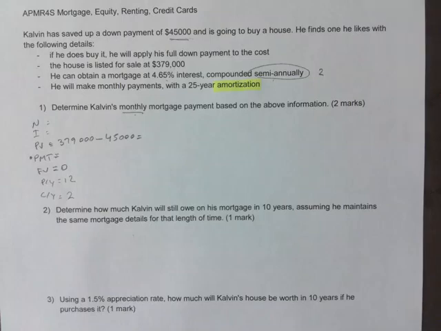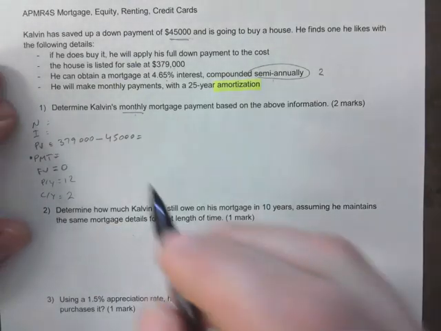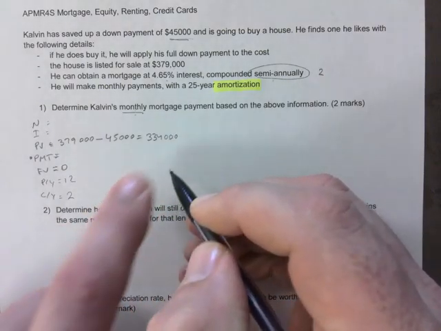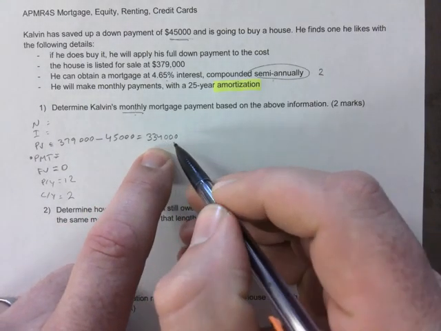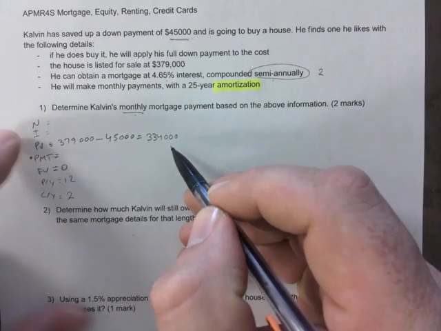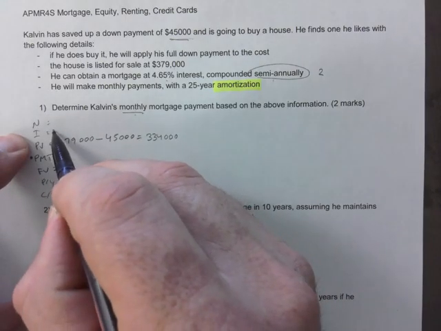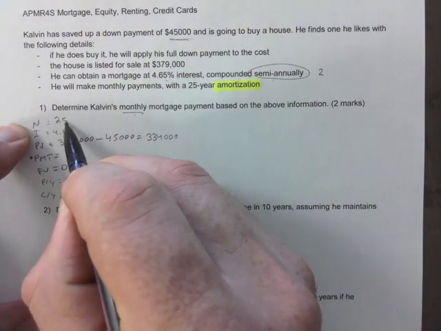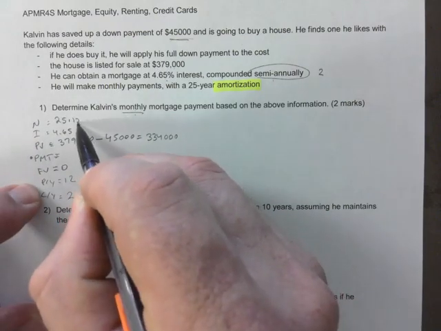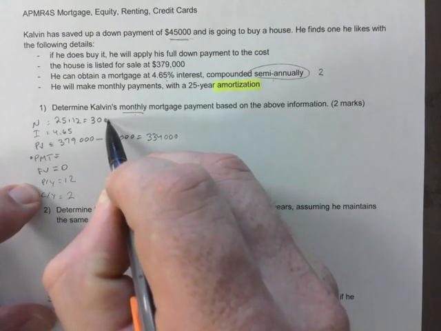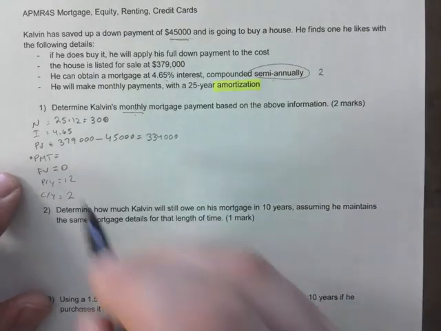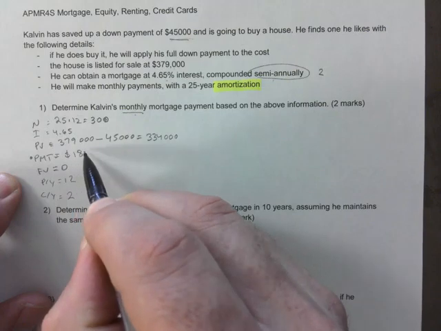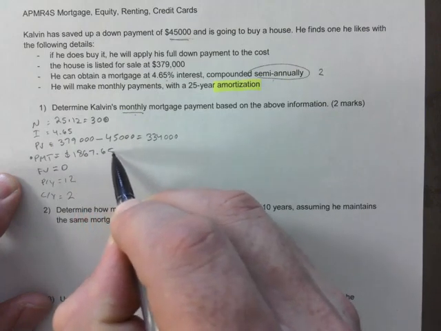Of course, I put my key away. There it is. $334,000 is what should be in present value. This should be positive because the bank is giving you the money to buy that house. Interest should be 4.65, and this should be 25 times whatever is in PY, and that should be 300. If you've done all that right and you solve for the payment, the monthly payment ends up being $1,867.55.